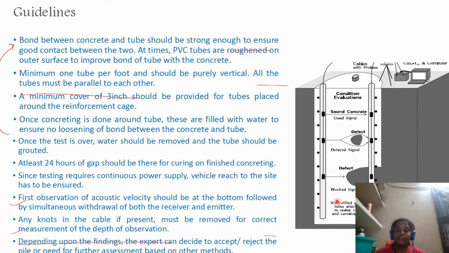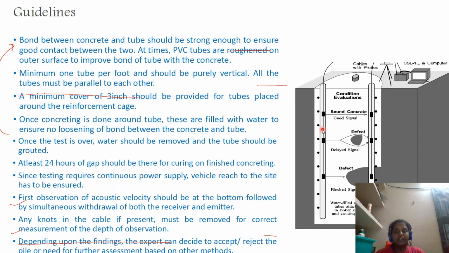Before conducting the test, we have to make sure of a few things. If this is your PVC pipe, the bond between the concrete and the PVC pipe should be perfect. Sometimes they make the PVC pipes with a rougher surface in order to have a very good bond. If it has a smooth surface, the bonding is not going to be that perfect. So your PVC pipes should be very well bonded with the surrounding concrete, with a minimum of one tube per foot, and should be purely vertical. You have to see that all the tubes are parallel to each other also.